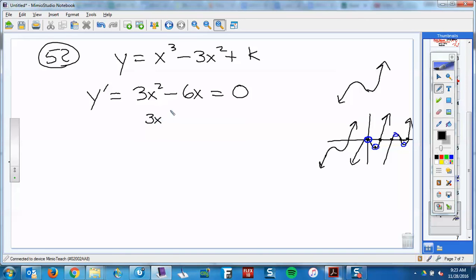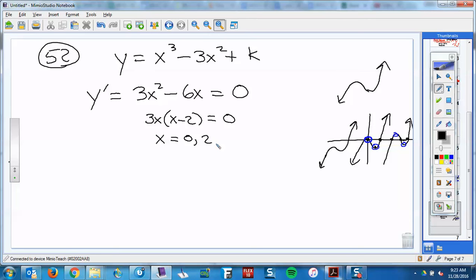So we factor out a 3x. That leaves me x minus 2 equals 0. So my x max and mins have to be at 0 and 2, right? Now, here would be a great example. Let me just throw this out there. This would be a great example of a problem where you wouldn't really have to do a number line to tell that you have a local max and min.